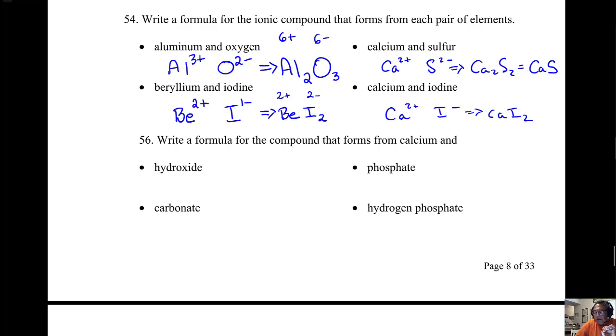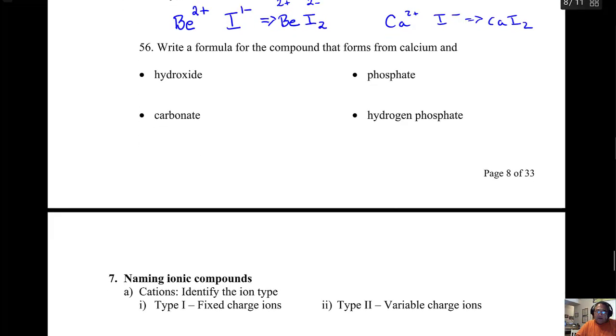Now, calcium and iodide is essentially the same as beryllium and iodide. They're actually in the same family, calcium and beryllium, so you expect their formulas to be the same, and they're the same. Okay, now, this is what I want you to do.